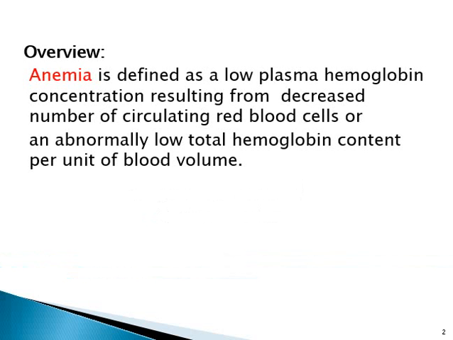Anemia is defined as a low plasma hemoglobin concentration resulting from a decreased number of circulating red blood cells or an abnormally low total hemoglobin content per unit of blood volume. So it comes in two types: either a decrease in the number of circulating red blood cells, or low total hemoglobin content, although the number of red blood cells is normal.